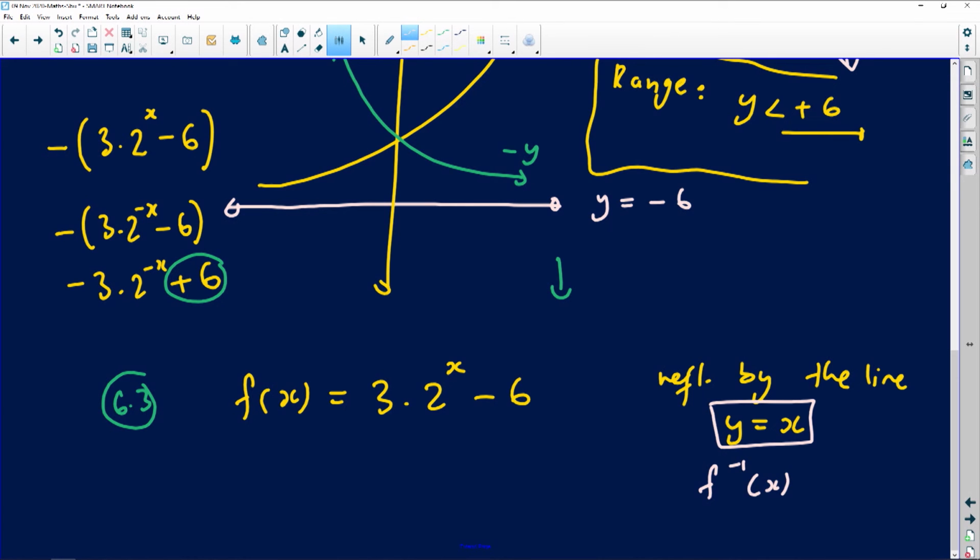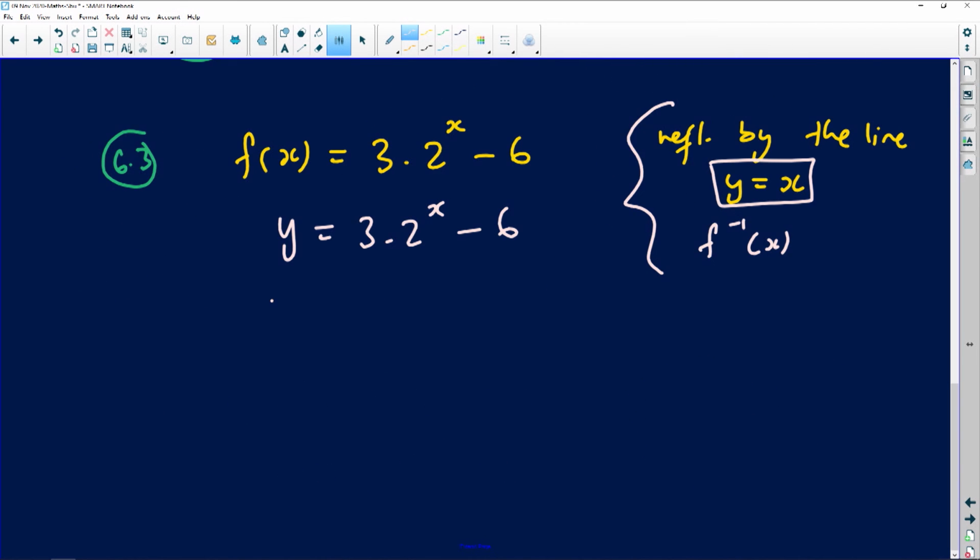This is definitely one of the things we examine all the time. And because we're doing revision, you need to remember the process of finding the inverse, or the process of reflecting a graph by the line y equals x. So what you will need to do is everywhere you see y, you put x, and where you see x, you put a y. So how will this actually pan out? I'll best put y is 3 times 2 to the power x minus 6, and then after that, swap them. x is 3 times 2 to the power of y minus 6.